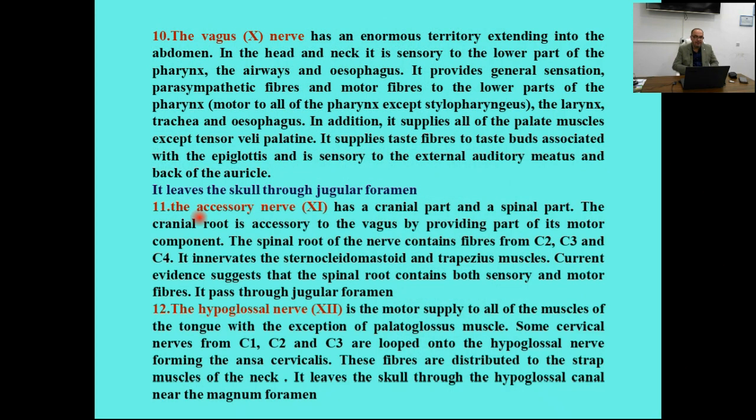The 10th cranial nerve is the vagus nerve. It has an enormous territory extending into the abdomen. In the head and neck, it's sensory to the lower part of the pharynx, the airway, and the esophagus, to provide general sensation, and it provides parasympathetic and motor fibers to the lower part of the pharynx. So it is motor to all of the pharynx except the stylopharyngeus, to the larynx, trachea, and the esophagus.